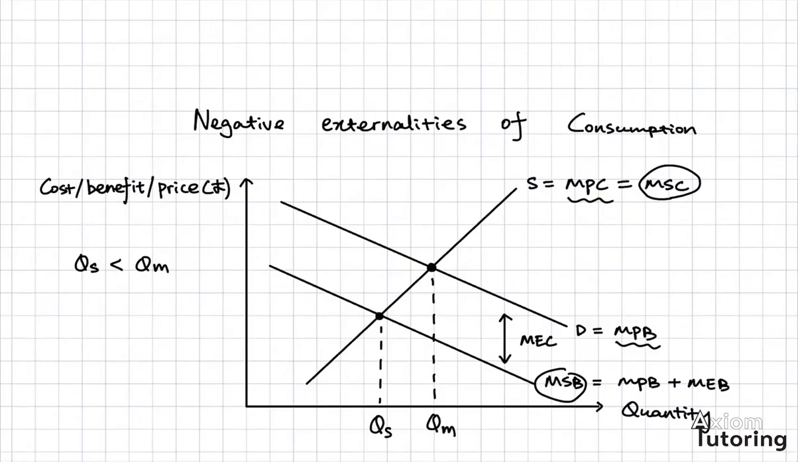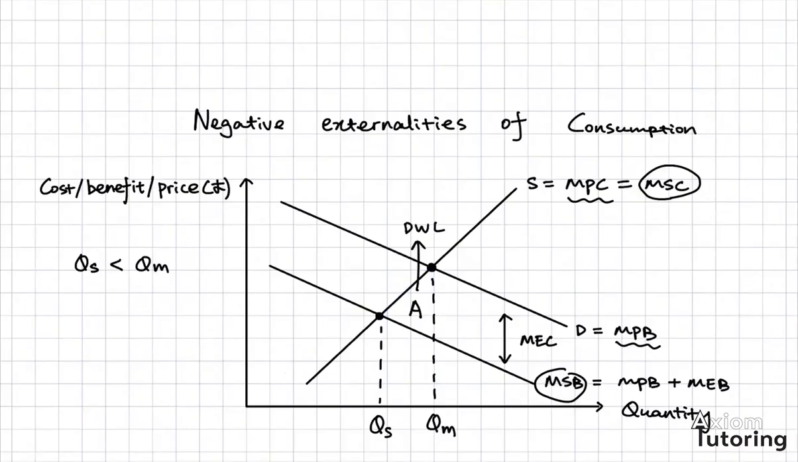Now, the area of deadweight loss. From QS to QM, those extra cigarettes are being consumed where the cost to produce them, shown by the area underneath marginal social cost, exceeded the benefit to society, which is shown by the area that is underneath marginal social benefit. And the difference between the two areas is A. So A is the area of deadweight loss.